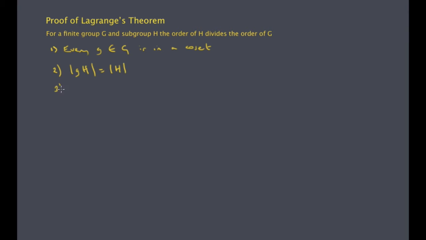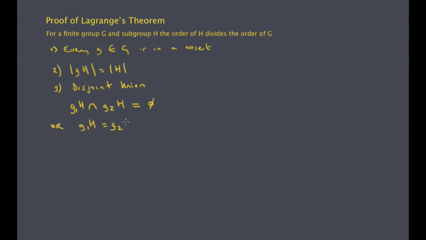Disjoint union. Now what this means is that either the cosets are all identical or they have no elements in common. So putting that into notation, let's take two cosets, g1H intersection g2H. Either the intersection is the empty set or the cosets are identical.